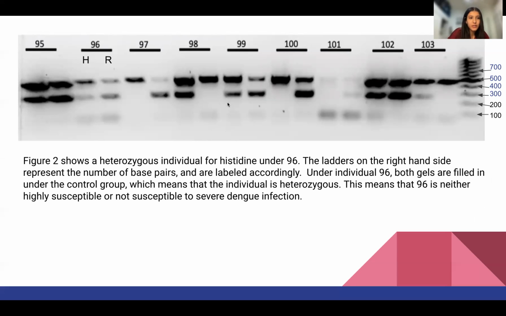And in this case with individual 96, we see the same thing, where there's the light band under the control line for both H and R. So this also shows that this individual is heterozygous for this gene.